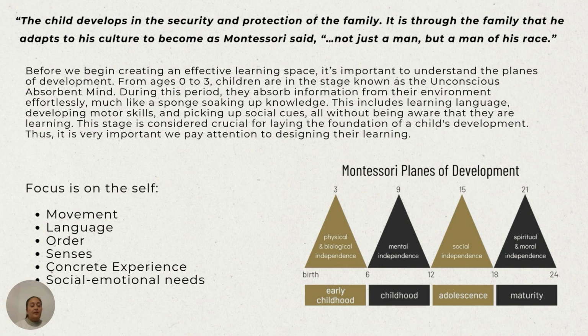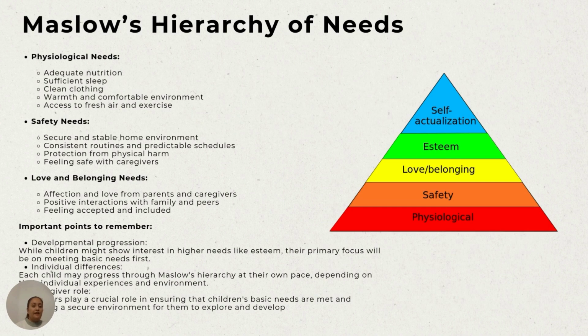In this stage of the child's life, they are focused on themselves. They are in an egocentric phase. It's all about their needs, their physiological and psychological needs. And number one need in Maslow's hierarchy of needs is the physiological need, the need for nutrition, sleep, clothing, fresh air. Very important. Once these needs are met, the child moves to the safety needs.